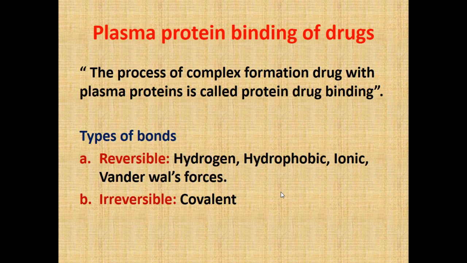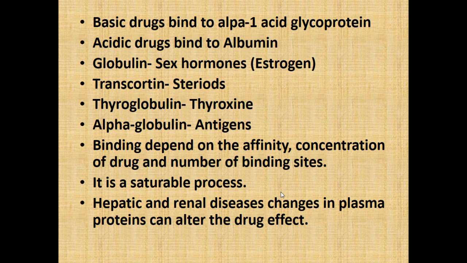Then, what is the importance of plasma protein binding? Basic drugs bind to alpha 1 acid glycoprotein, acidic drugs bind to albumin. Then there is specific and non-specific binding. We have some specific proteins that bind to specific drugs. For example, estrogen will bind to the globulin. Then steroids will bind to transcortin. Thyroxine will bind to thyroglobulin. Then antigens will bind to alpha globulin. Like this, some have non-specific, some have specific binding.